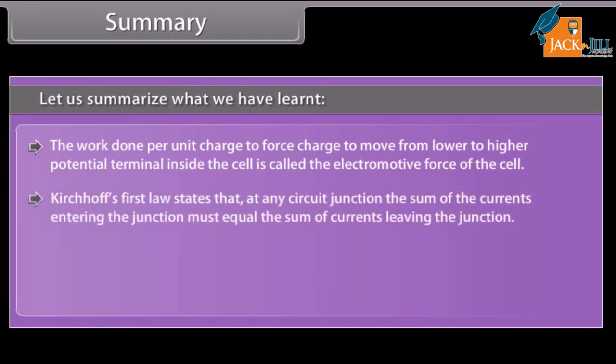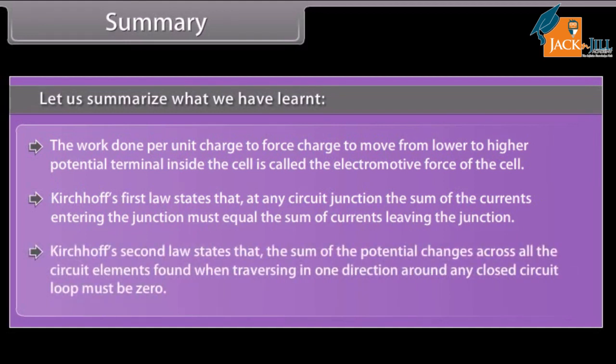Kirchhoff's first law states that at any circuit junction, the sum of the currents entering the junction must equal the sum of currents leaving the junction. Kirchhoff's second law states that the sum of the potential changes across all the circuit elements found when traversing in one direction around any closed circuit loop must be zero.